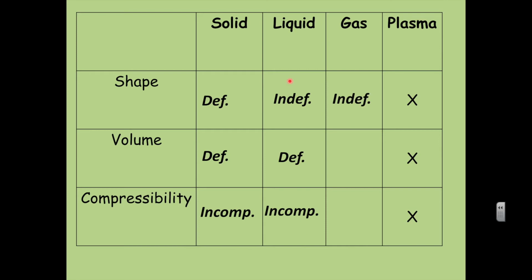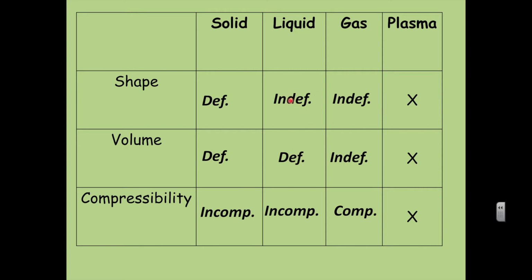Now, it can be found in the stars and lightning. So let's just review. This is what you absolutely must know for your test. A solid has a definite shape and a definite volume, and it's not compressible. A liquid is indefinite shape because it takes the shape of its container, but it is a definite volume, but it is also incompressible. Now a gas is indefinite shape, it has an indefinite volume, but it is compressible.